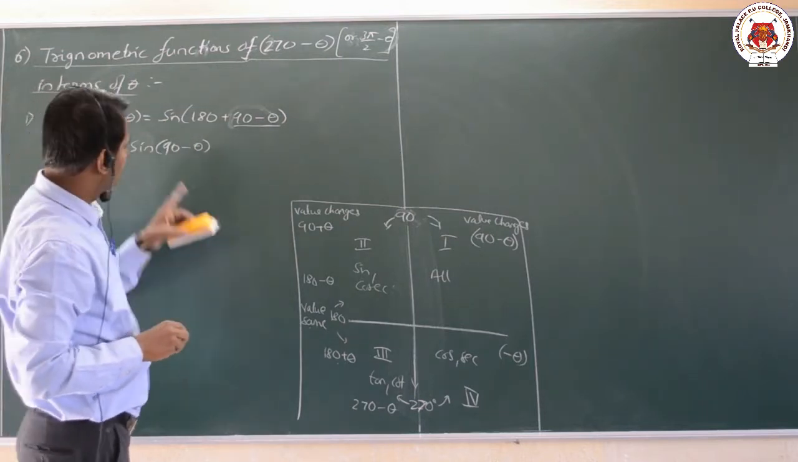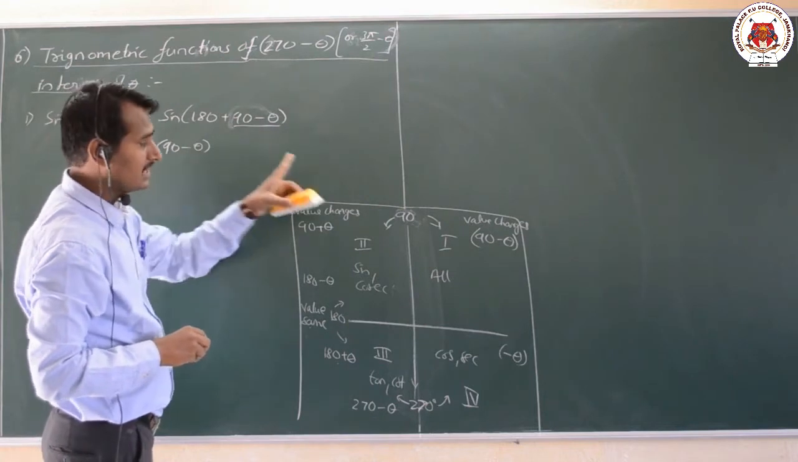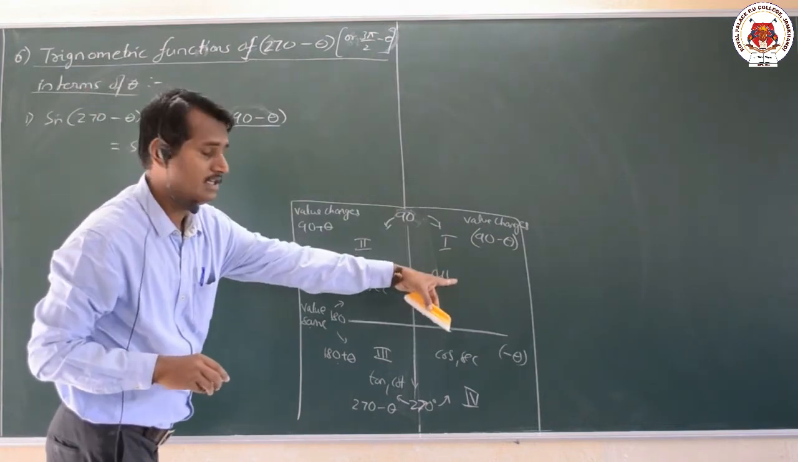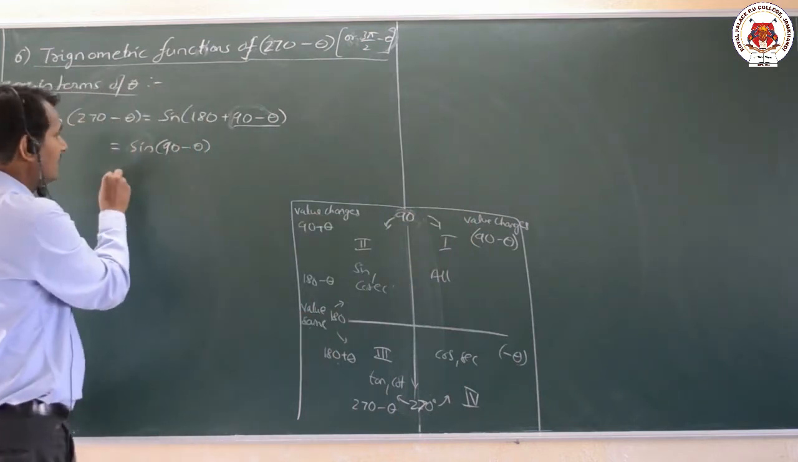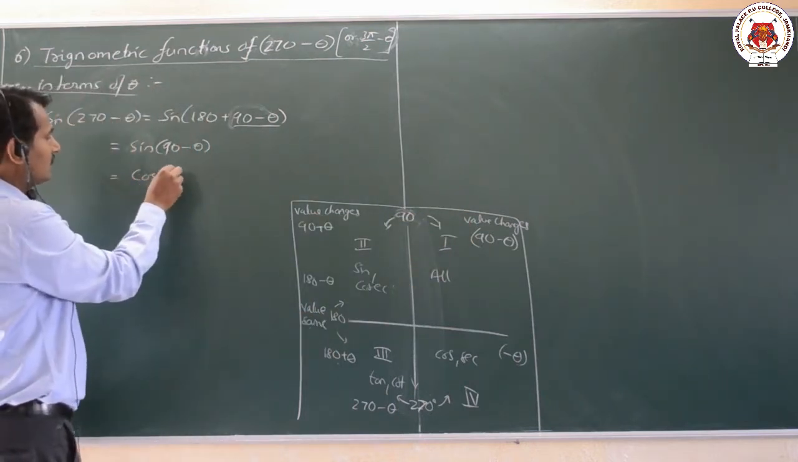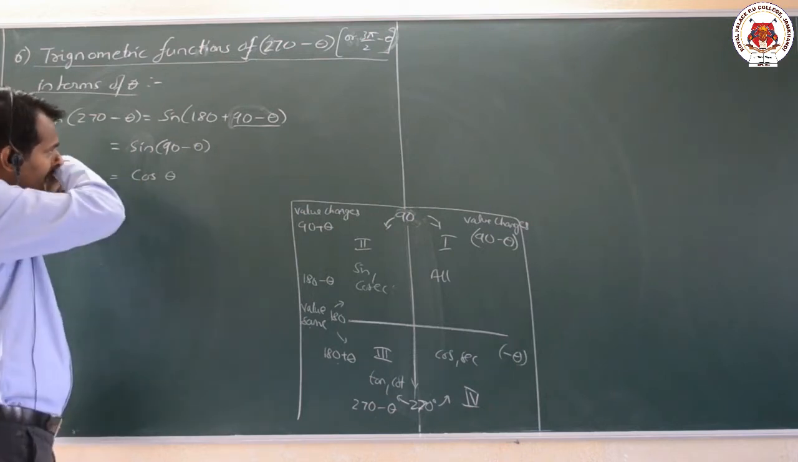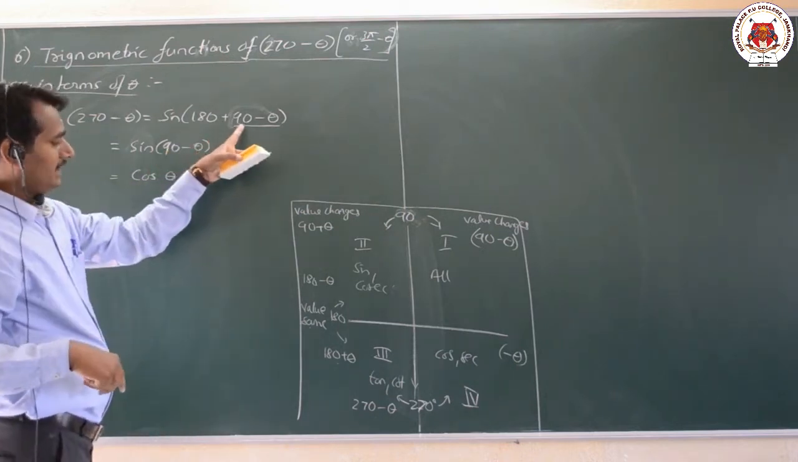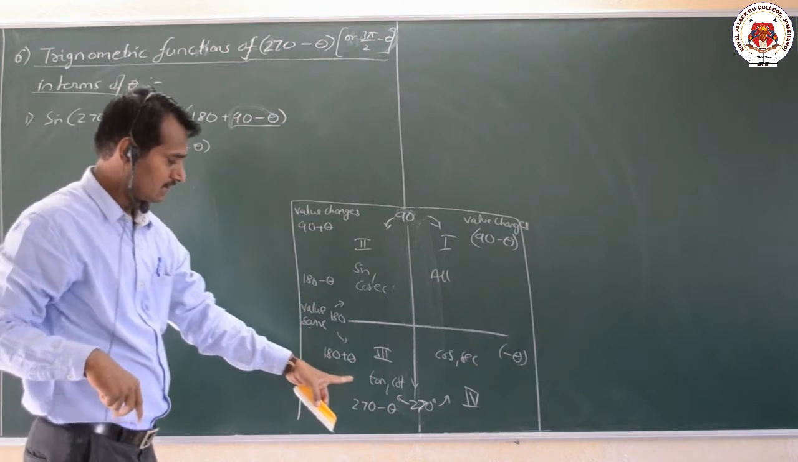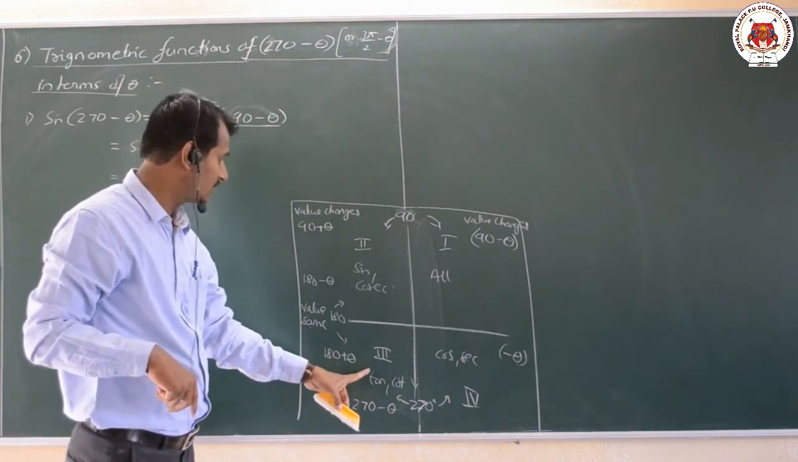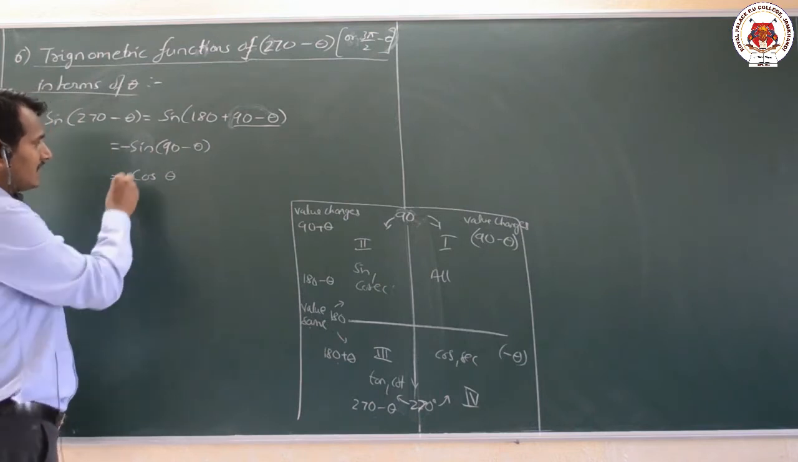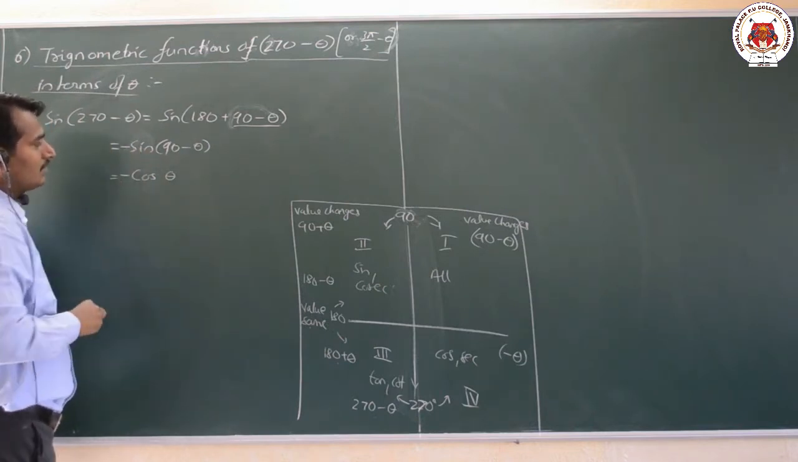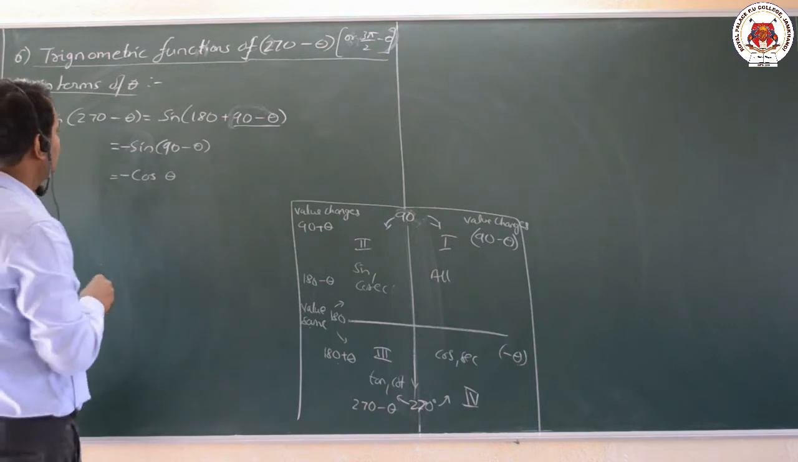Next thing is sine of 90 minus theta. Sine of 90 minus theta means it comes in the first quadrant. In the first quadrant the value changes: sine becomes cos, cos of theta. But now here sine of 180 plus theta, it comes in which quadrant? That is nothing but the third quadrant. In the third quadrant the sine value is negative, and here we get the value as minus cos theta.